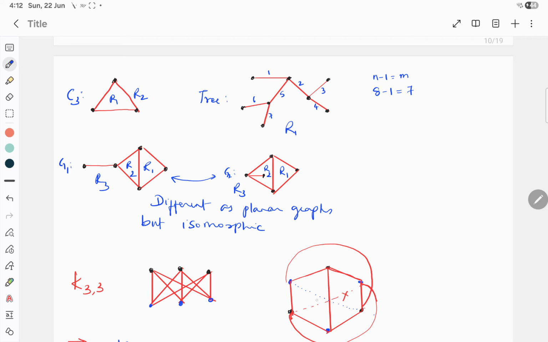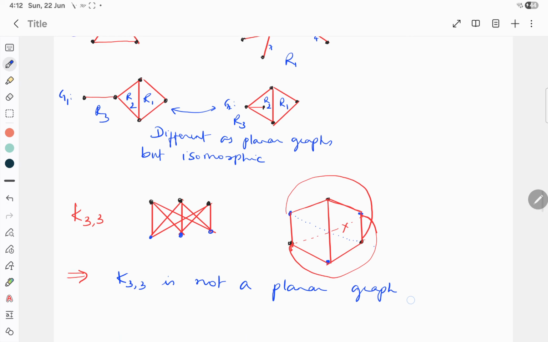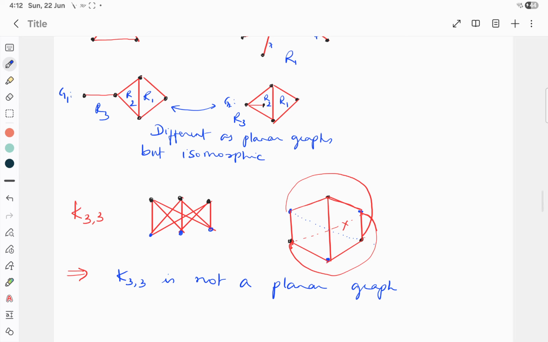Now I have to connect the other pair, black with blue. For that I have to either draw it from inside, where again there is an edge crossing, or if I draw it from outside, there will be an edge crossing. And therefore, I cannot draw K3,3 as a planar graph. So K3,3 is not a planar graph.